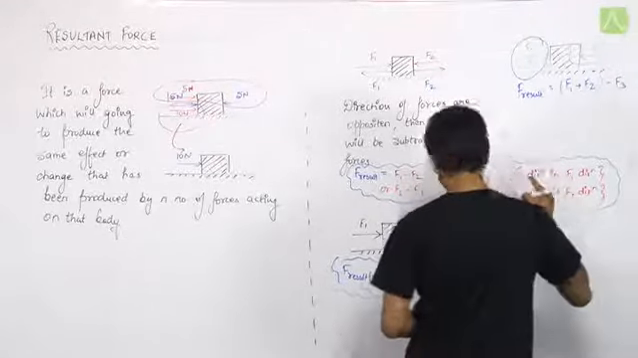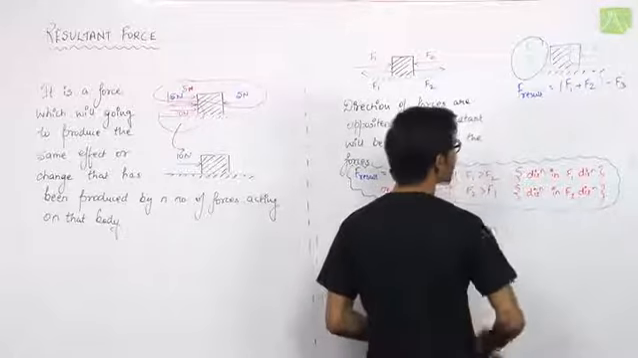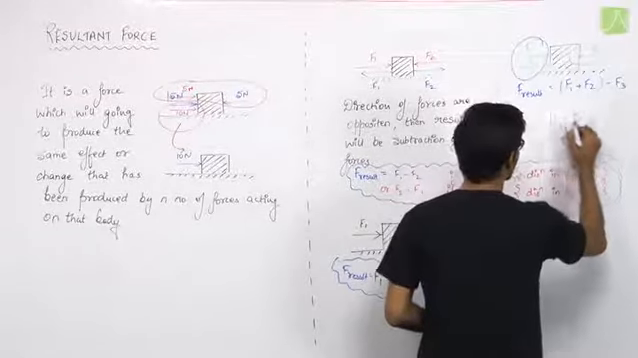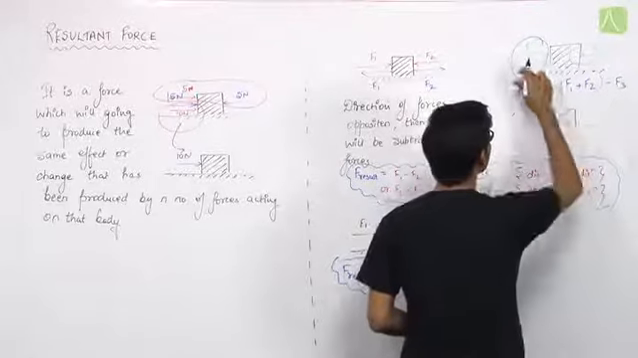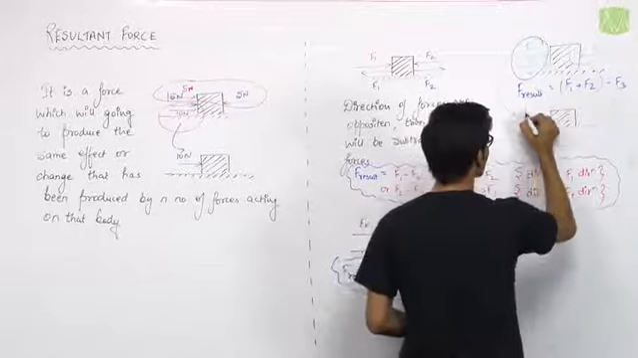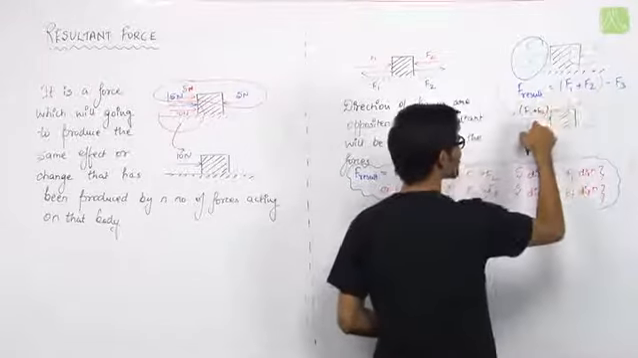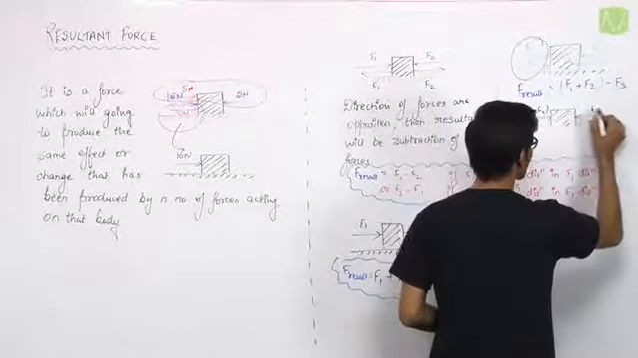Directly you can write it like this, or if you want you can solve it by parts like this. I will find out the result of these two, it will be F1 plus F2. So I've replaced these two forces with a single force and there is an F3 acting on this.